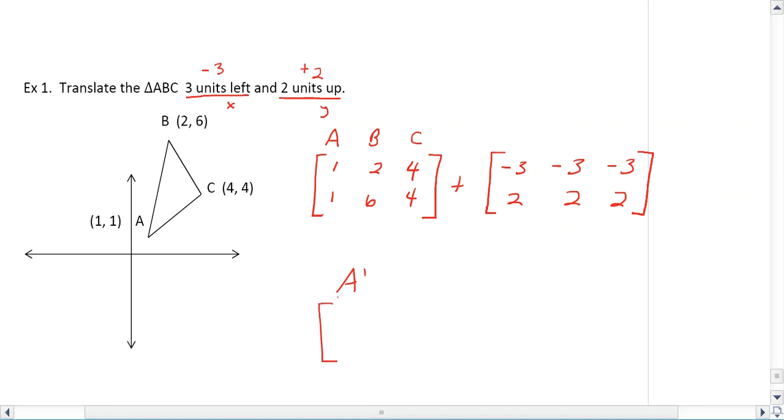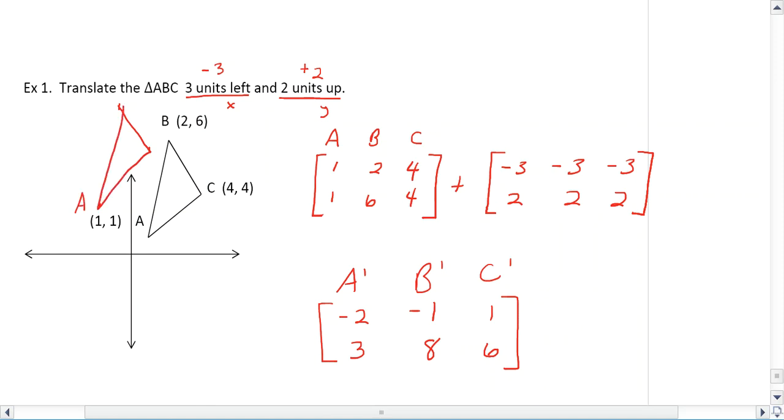And again, I still just label it. It helps me keep everything straight. So adding these, check my addition, gives us A prime, B prime, C prime. Now I'm going to attempt to graph this, which is kind of a challenge for me without grid lines. So A prime, -2, 3 is approximately here. B prime is -1, 8, which would put it right about here. And C prime is 1, 6, put it about here. So then if I connect these vertices and label them, this would be A prime, B prime, C prime.